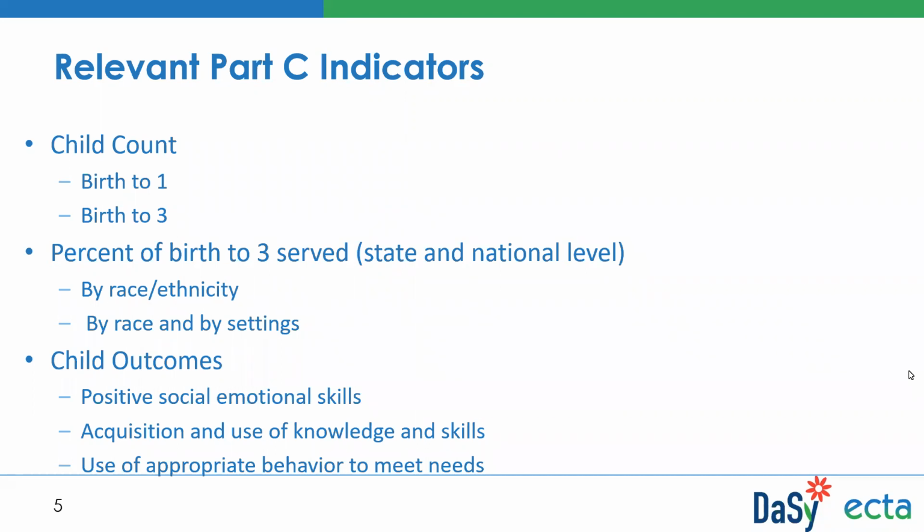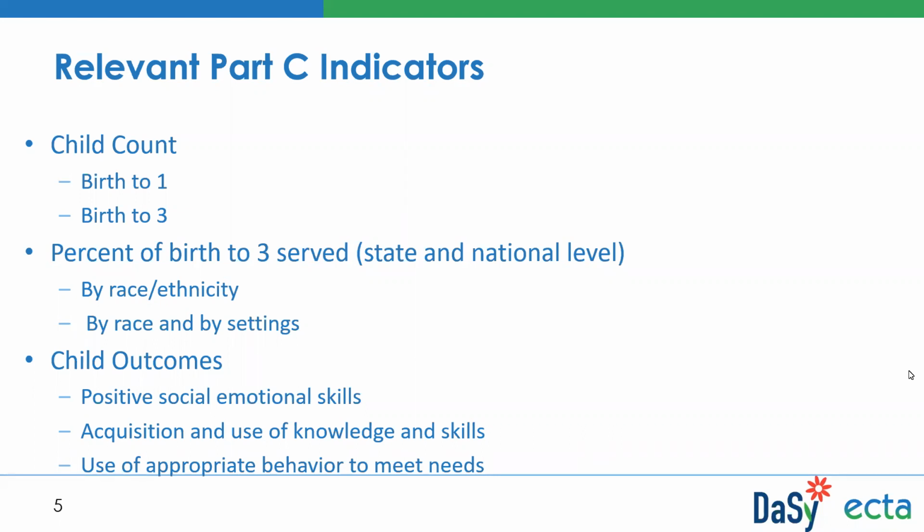So one is child count. States collect data on children birth to 1 and also birth to 3. There is also a percent of birth to 3 served at the state and national level, and that data is available by race and ethnicity, but also by race and settings. And we have an example of that to share with you in just a second.